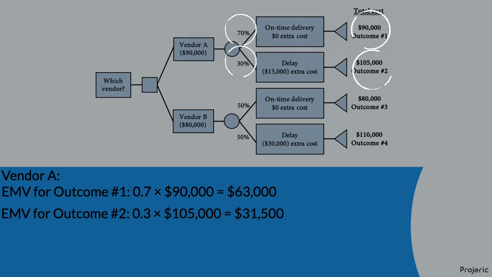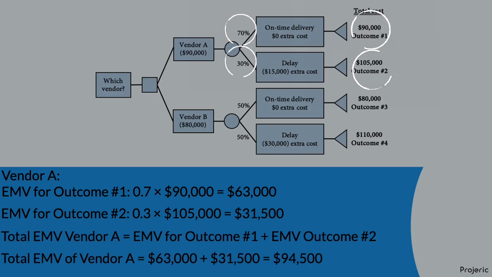$31,500. The total expected monetary value for Vendor A in this case can be calculated by adding the EMV of outcome number 1 to the EMV of outcome number 2. That is, $63,000 plus $31,500 equals $94,500. Now let's proceed with calculating the EMV for outcomes number 3 and number 4.